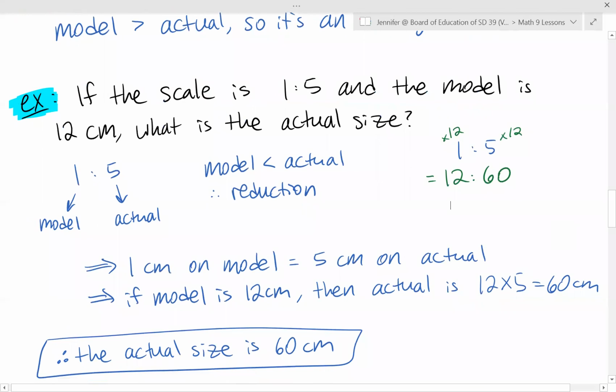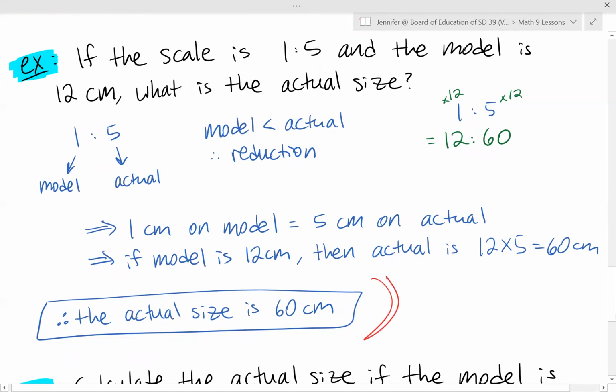So I also wrote it out in words here. 1 centimeter on the model is 5 centimeters on the actual. So if the model is 12 centimeters, then the actual has to be 12 by 5, 60 centimeters. And always finish by, I like doing a therefore statement, the 3 dots, and then circling or putting a box around my answer so that I've communicated my solution well.